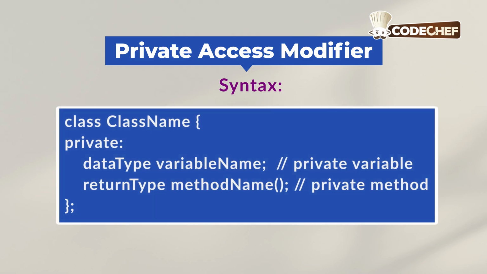Its syntax is class, then class name, curly brace begin, then private colon, and again under this private we can add whatever private variables and private methods we want to write, for which we can write data type and variable name semicolon. For methods we can write return type, then method name, brackets and semicolon, curly brace close and semicolon. Now let us go to the CodeChef platform and see an example of private access modifier in C++.